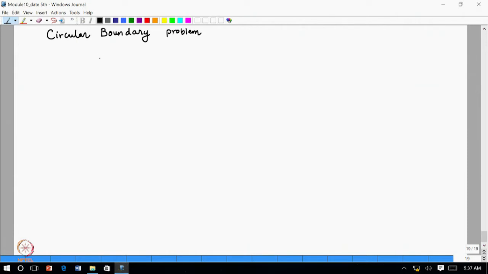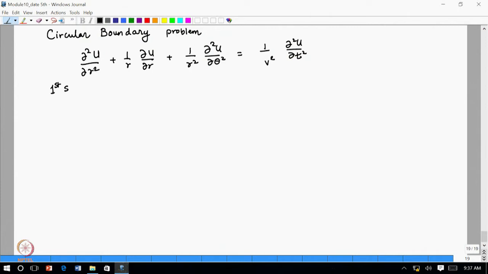So, here our equation looks like d square u by dou r square plus 1 by r dou u by dou r plus 1 by r square dou square u by dou theta square is equal to 1 by v square dou square u by dou t square. So, the first step when you do the separation of variables remains the same: the separation of spatial and temporal parts.